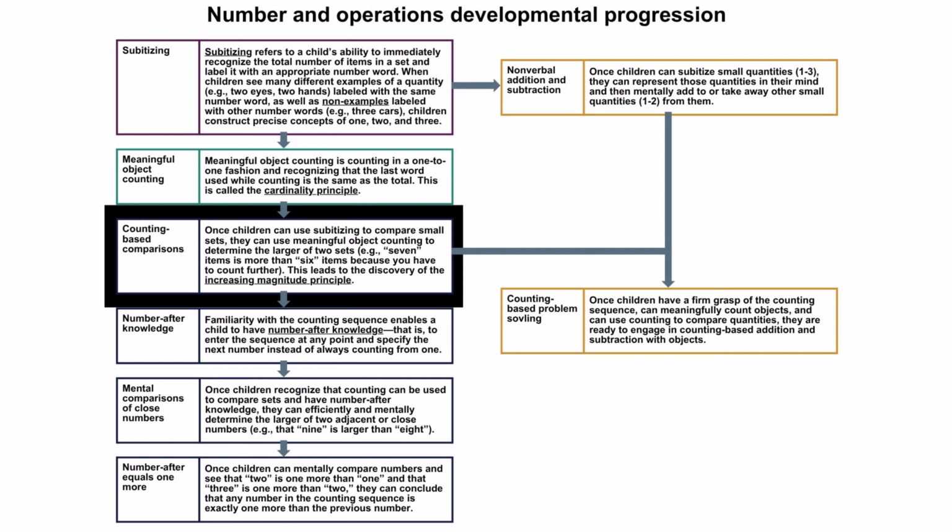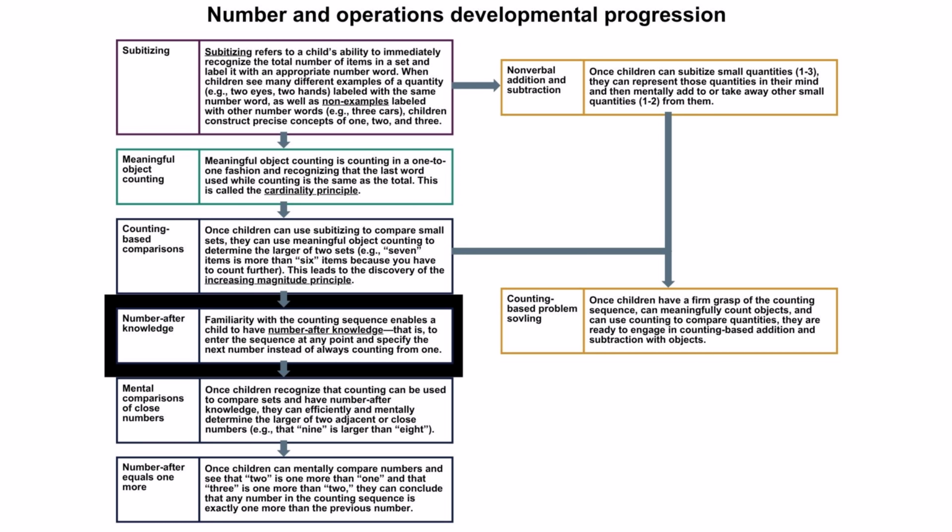So, if children aren't yet demonstrating those skills, give them more opportunities for practice before introducing them to comparing non-subitizable sets of objects. Next, the progression tells us that children begin to develop their number after knowledge after they are familiar with the counting sequence. Although it won't harm a child to think about number after relationships before they are able to count to compare, meaningful counting and comparison skills should be prioritized to ensure children have a firm foundation with concrete experiences before moving on to more abstract experiences.